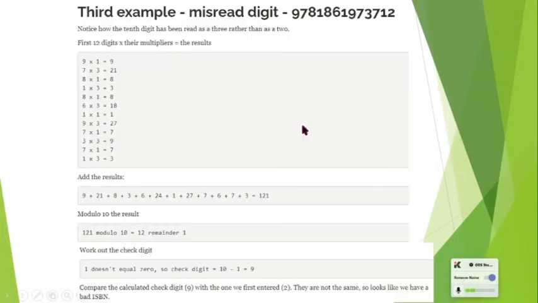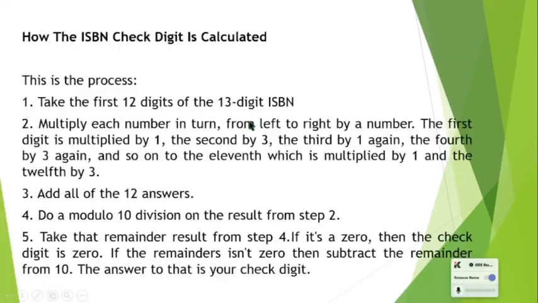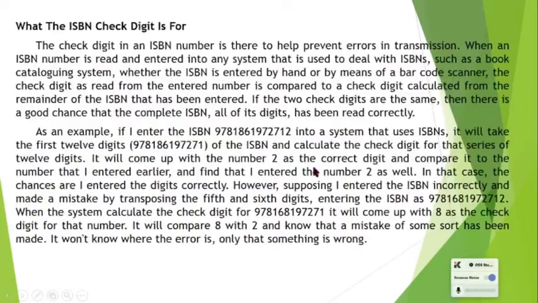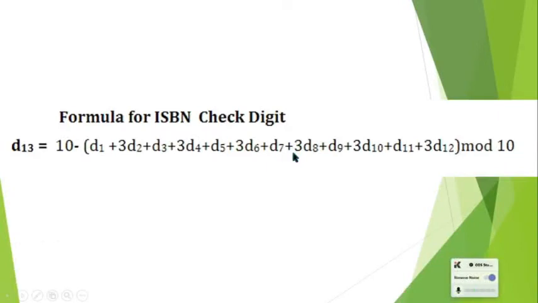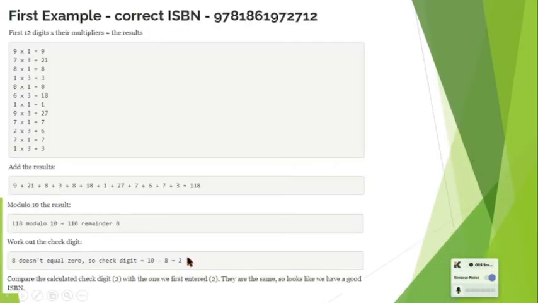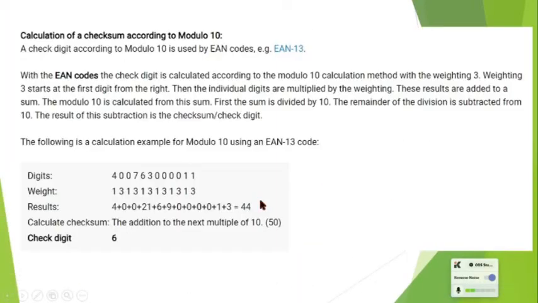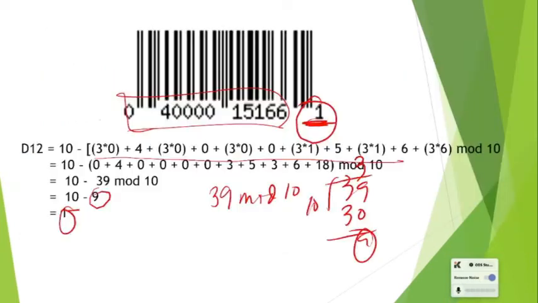Sa ISBN naman, balik tayo. Sa ISBN, 12 digits, then yung pang-13 na digit is the check digit. So as you can see, this is 1, 2, 3, 4, 5, 6, 7, 8, 9, 10, 11, 12. So yung 2 dyan yung check digit. As you can see, yung pag-solve natin kanina, 2 ang check digit. Therefore, correct na ISBN number. Okay, same here. Now, let's go with this slide.